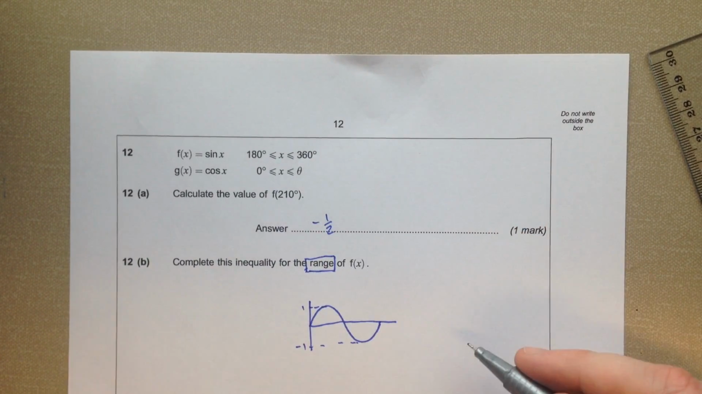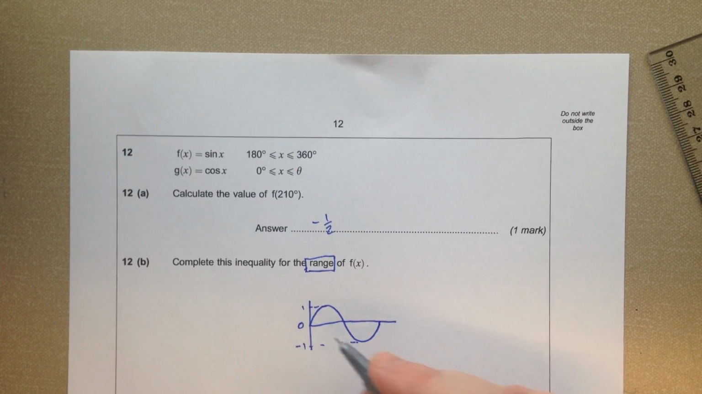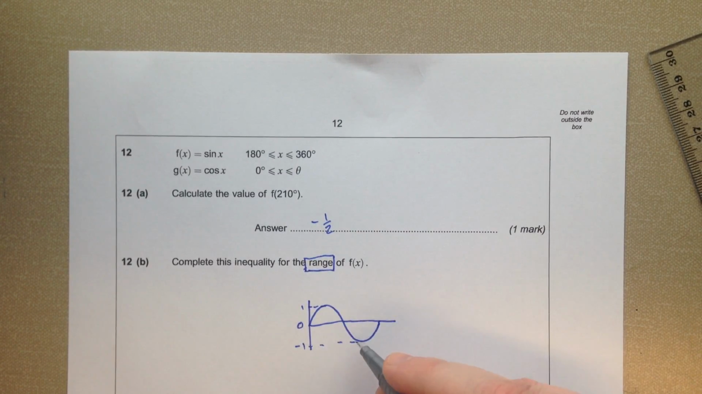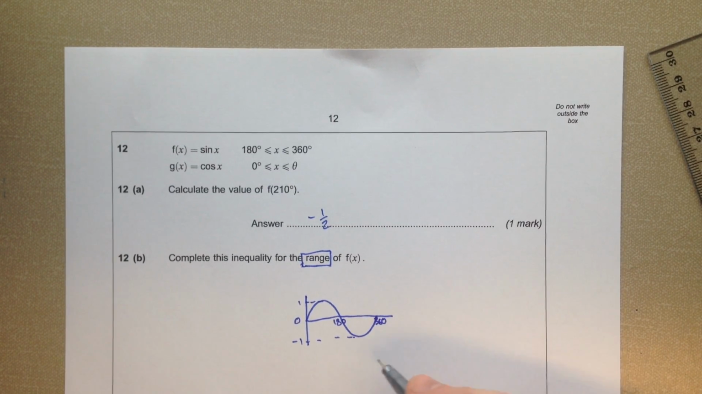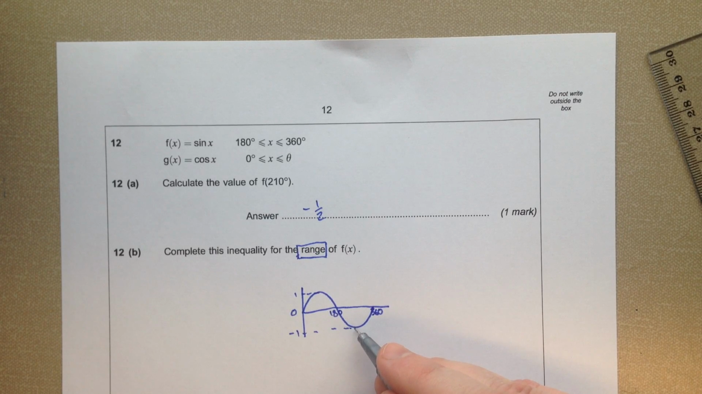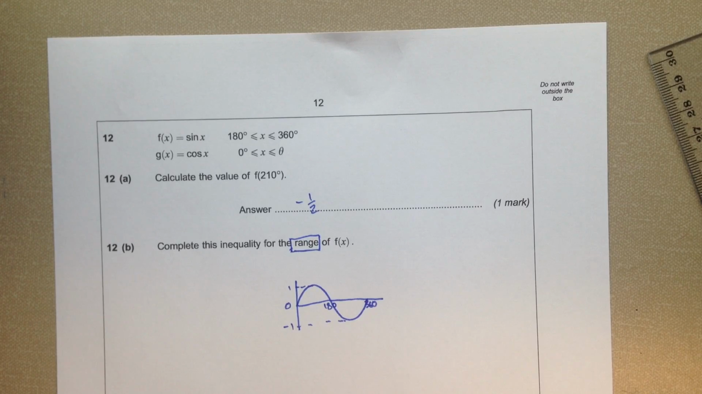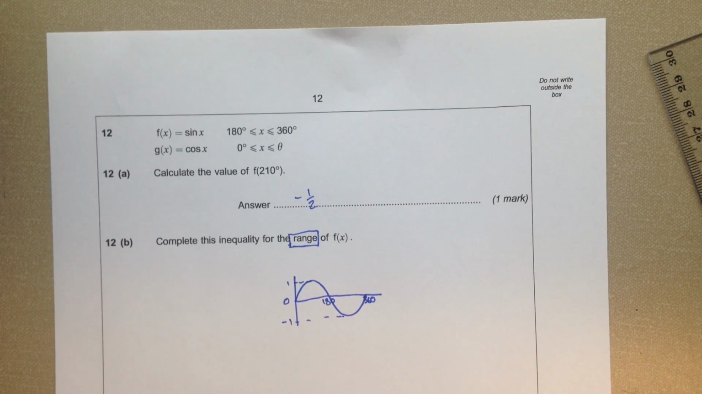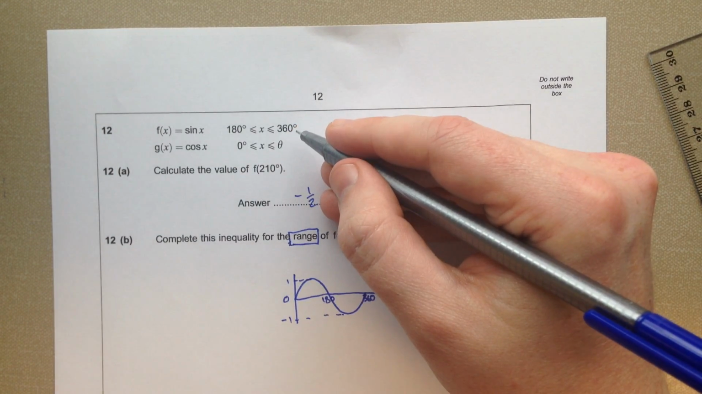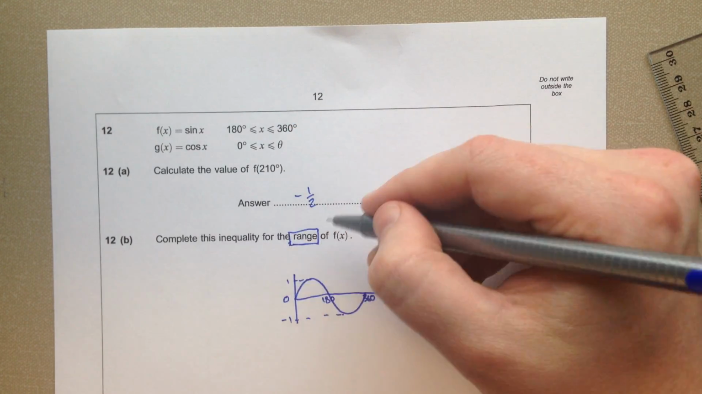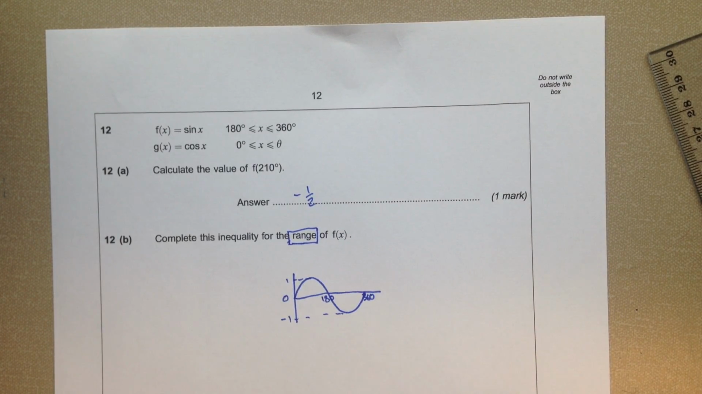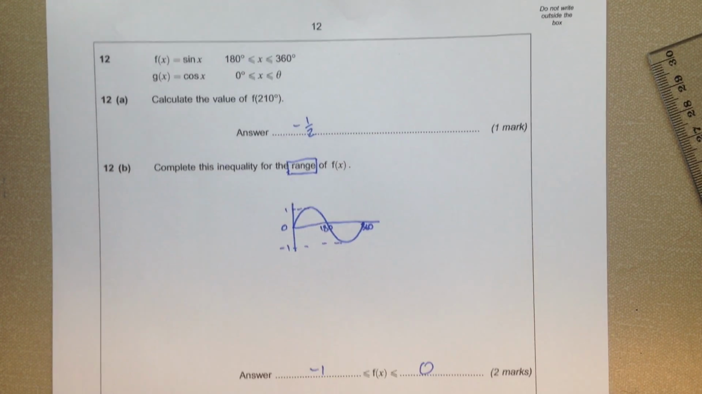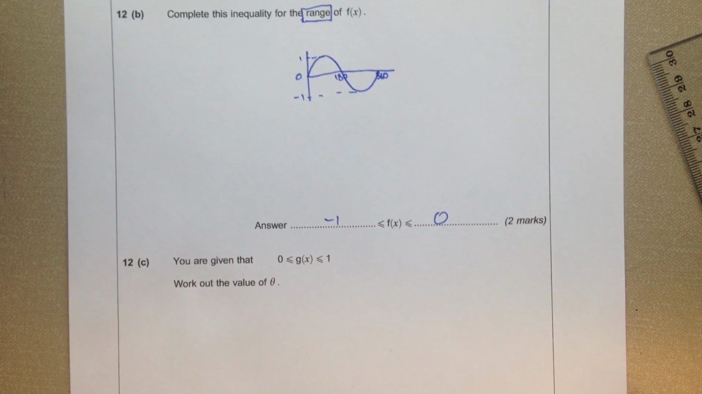Now f of x is given for a certain domain, so we only want that selective domain there. So that's 180 and 360 there. So the minimum value between 180 and 360 is this one here, this negative 1, and the maximum value is 0. Now if f of x was in between any other values, if the domain was different, then we would have a different range. But we don't. We've been given the domain, so we give the range for that.